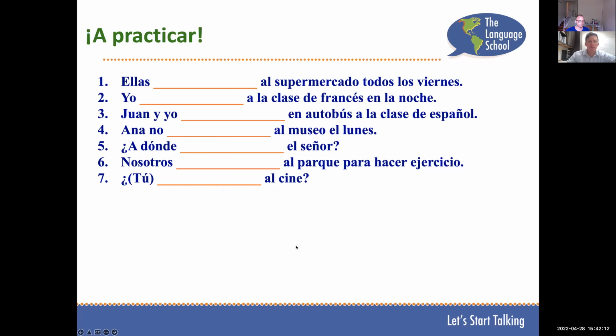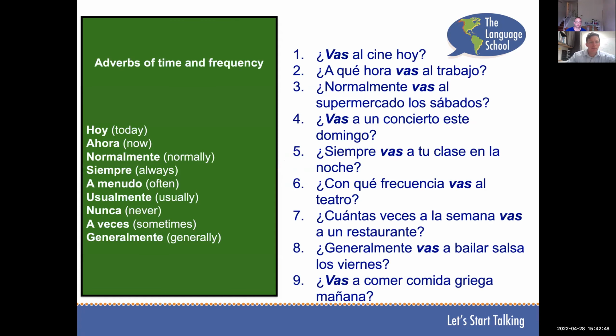Muy bien. Ellas van al supermercado todos los viernes. Yo voy a la clase de francés en la noche. Juan y yo vamos en autobús a la clase de español. Ana no va al museo el lunes. ¿A dónde va el señor? Nosotros vamos al parque para hacer ejercicio. Tú vas al cine. Perfecto.